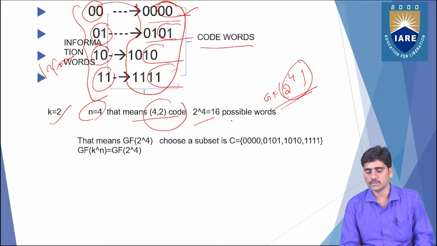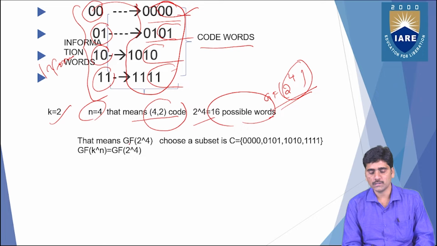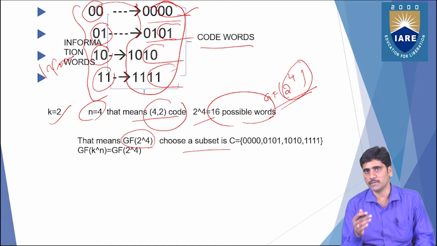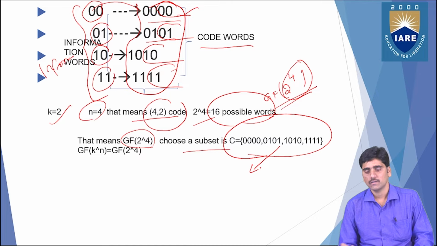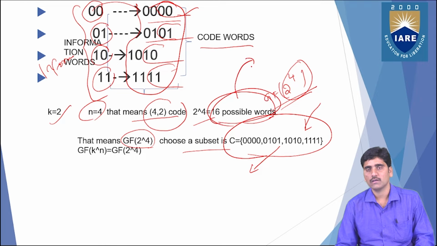So 2 power 4 equals 16 possible words we have to derive from that. That means in GF of 2 power 4 we choose a subset. So 2 power 4 generates 16 words, right? Among all the 16 words, we can take one subset: 0000, 0101, 1010 and 1111. So this is one subset of the code words we chose from all these 16 possible words. We have chosen only one subset from all the 16 possible words, right?